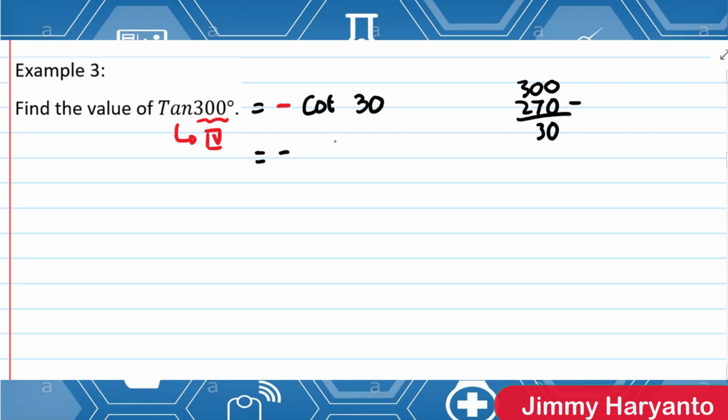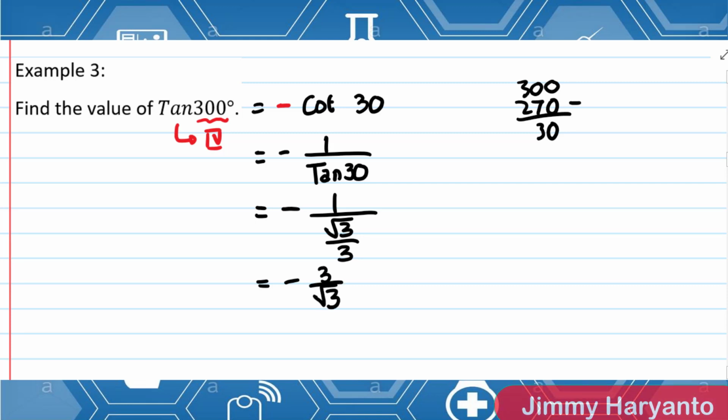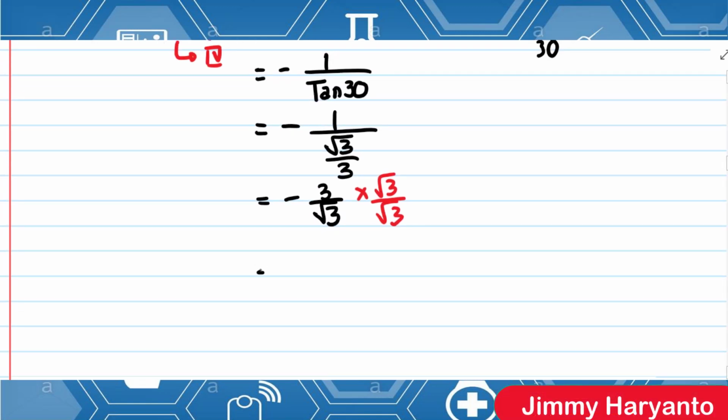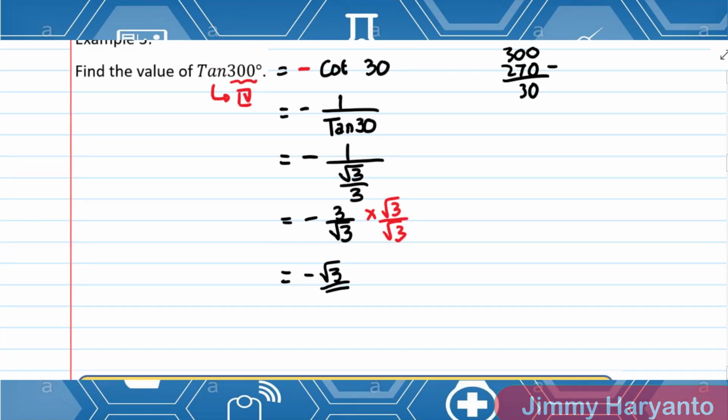Cotangent 30 is the opposite of the tan, so it will be 1 over tan 30. We know that tan 30 is square root of 3 over 3, so I can write it like this. Yeah, we have to times it with square root of 3 over square root of 3 to rationalize the square root. It will be negative square root of 3. There you go. The result is negative square root of 3.